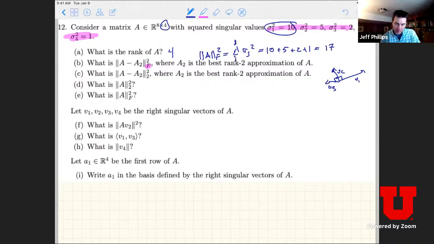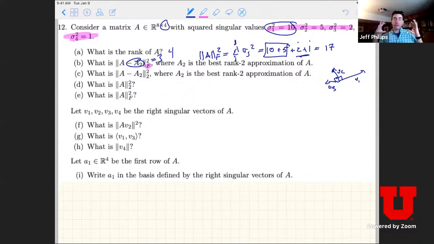But in this question, I want to subtract out A2. A2 is just the first 2 singular values. So what's left is going to be this, and this value is going to be 3. I can also just write out that this is the sum of the squared singular values starting at 2 plus 1, which is 3. Just these two guys here.